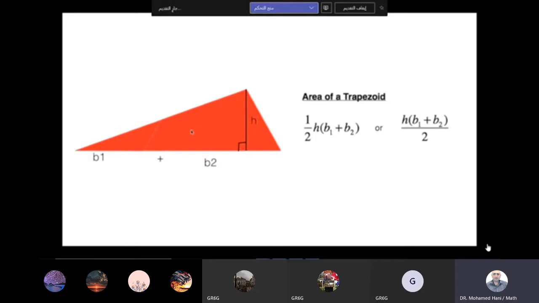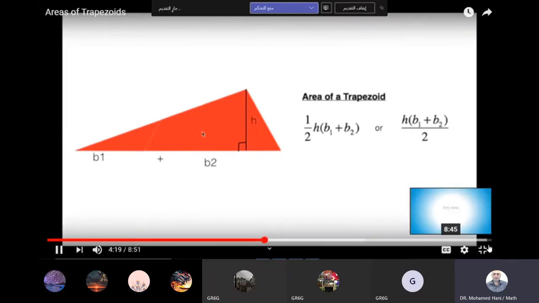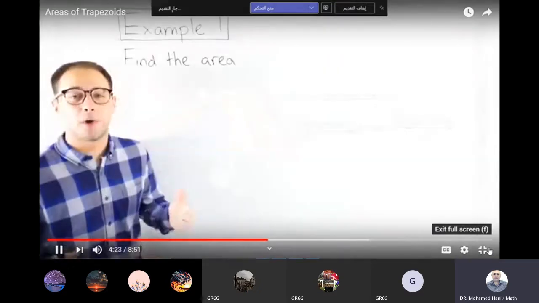Lastly, if you're wondering, does that work for any trapezoid? Yes, it will. Obviously, I'm not going to show you all different trapezoids, but believe me, it would work for any trapezoid. Okay, example 1.